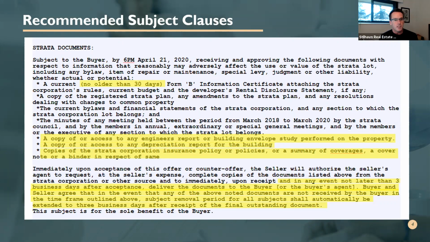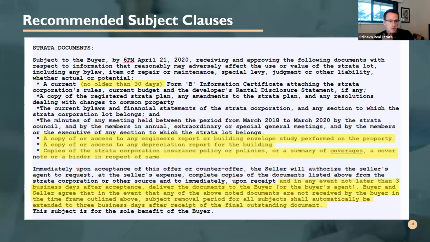And then a copy or access to any depreciation report. For some reason, I don't know why that's not in the web forms version, but it isn't, unless they've changed it recently. And then copies of the Strata Corporation insurance policy or policies, or a summary of coverage, a coverage note, or a binder in respect of the same. That's the same language from the Strata insurance clause that was sent out recently, except I'm putting it in with all the other Strata docs that I'm requesting, so I don't have to ask for it in a separate clause, and you'll see that in a second.